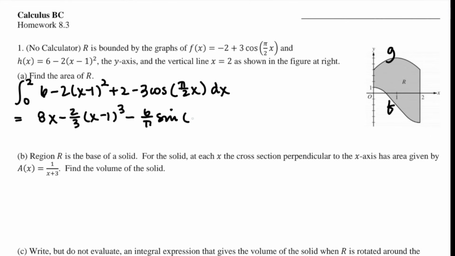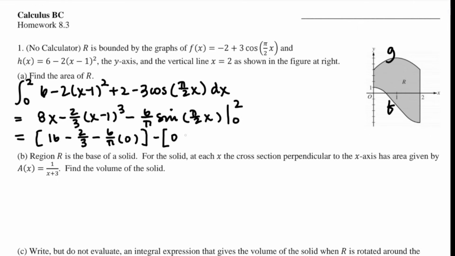So this antiderivative, I'll evaluate it from 0 to 2, and that's going to be, okay, 8 times 2 is 16, minus 2/3 of 1 to the third, minus 6 over pi sine of pi, which is going to be 0. And then when I plug in 0, I'm not going to get all zeros. I'm going to get 8 times 0 minus 2/3 of negative 1 to the third. So that'll be positive 2/3.